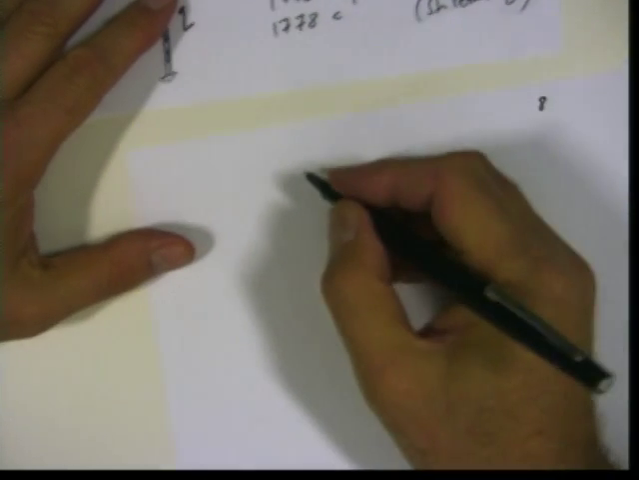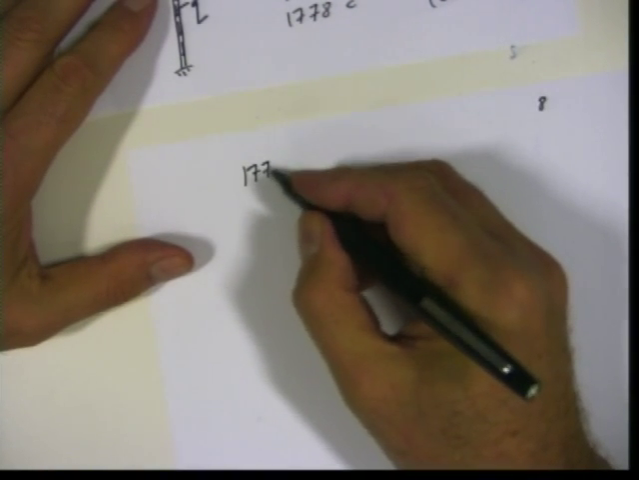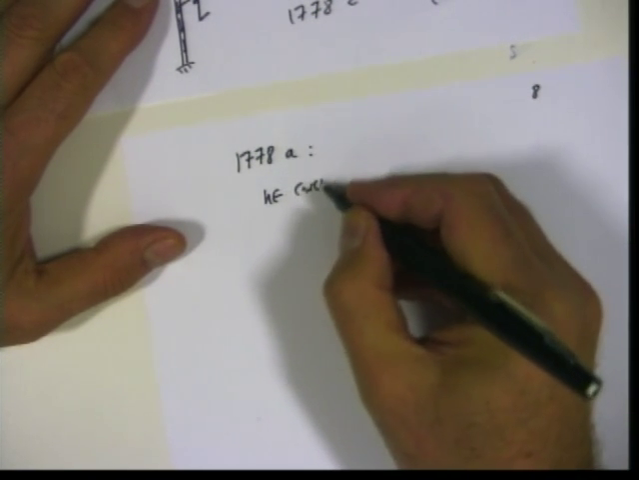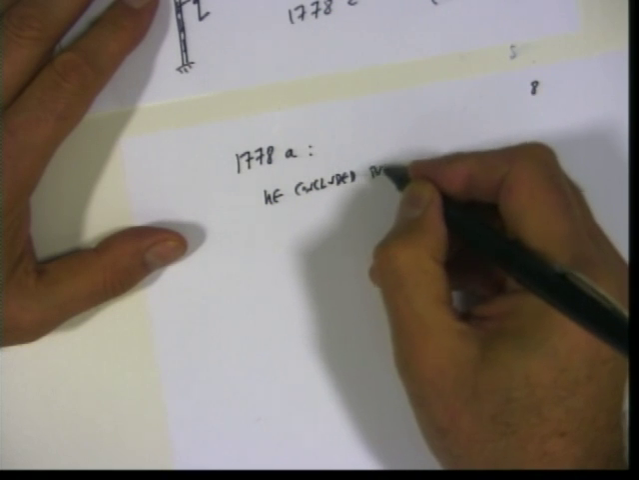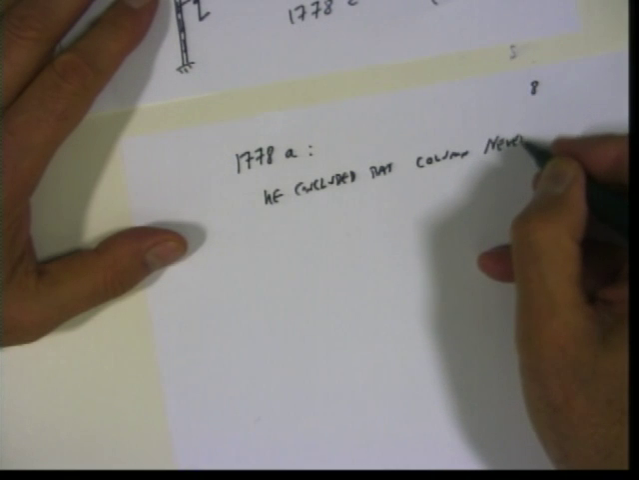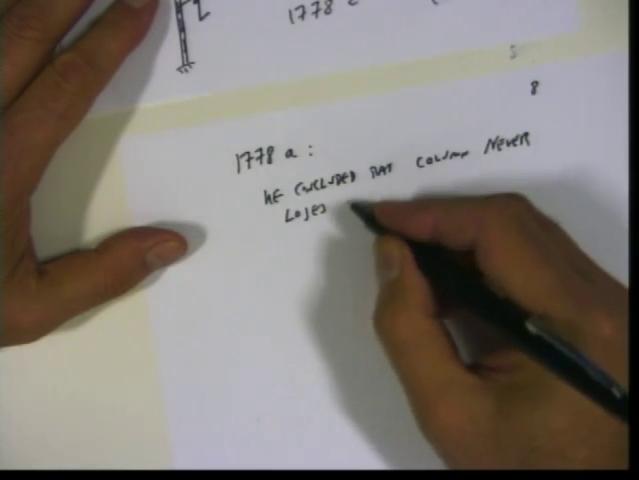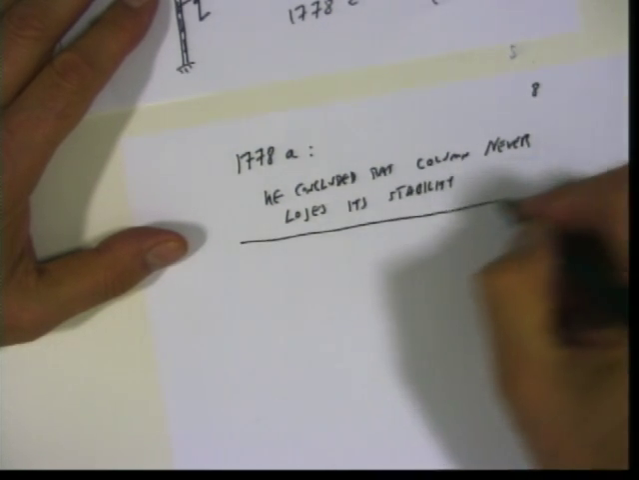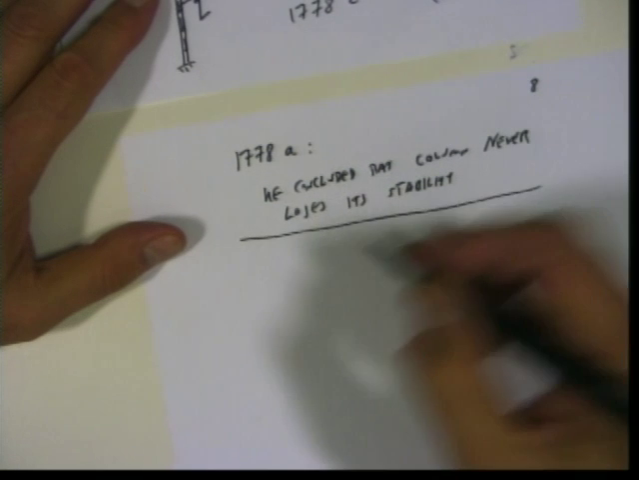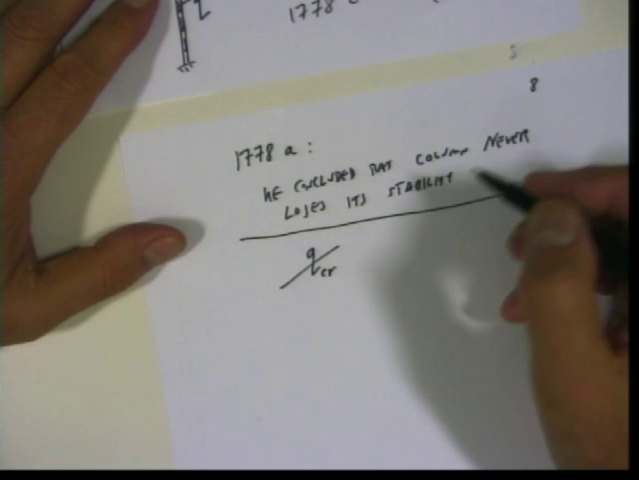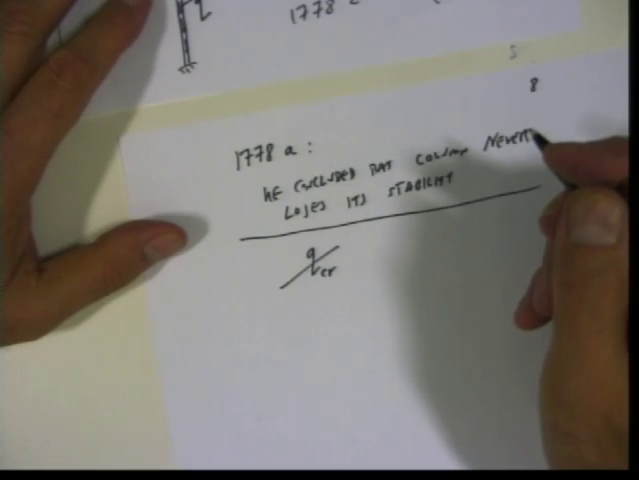Now, this is an interesting history. In the 1778A paper, he concluded that the column never loses its stability. Never. So there is no q critical, or it is infinity actually. q critical can be anything, any very big number. Never loses its stability.